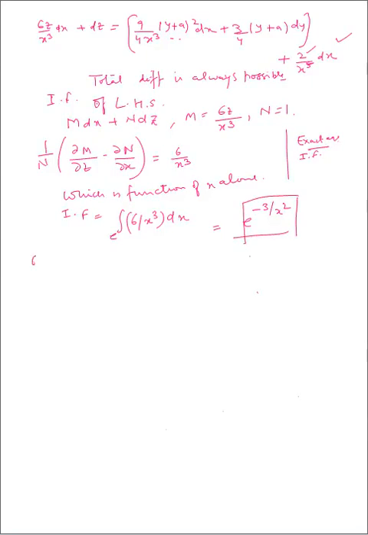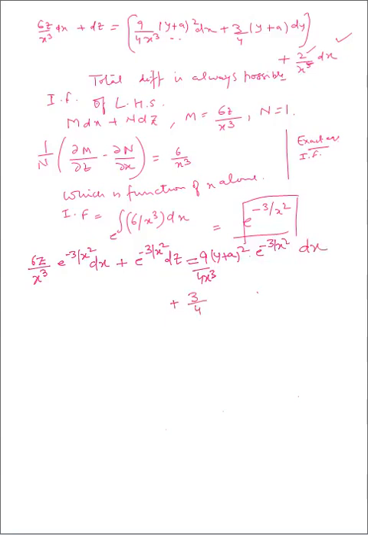We get 6z upon x cube e to the power minus 3 upon x square dx plus e to the power minus 3 upon x square dz is equal to 9 upon 4 x cube into y plus a square into e to the power minus 3 upon x square dx plus 3 upon 4 y plus a into e to the power minus 3 upon x square dy plus 2 upon x to the power 5 e to the power minus 3 upon x square dx.